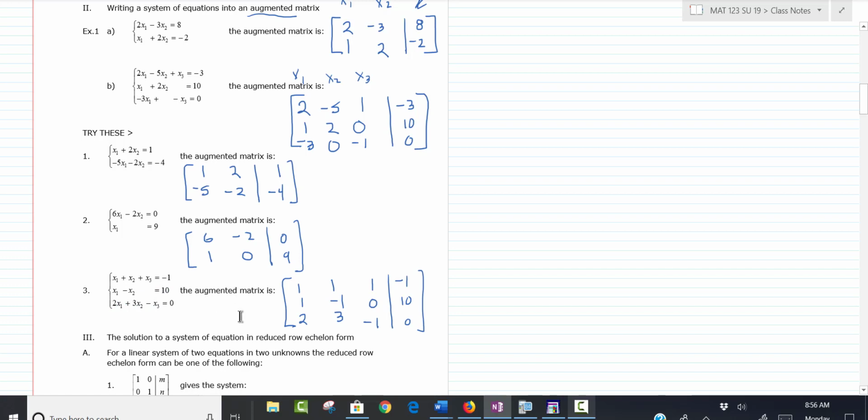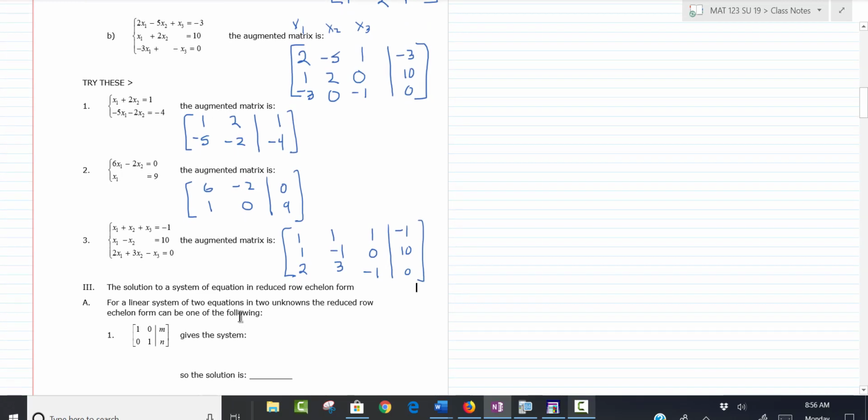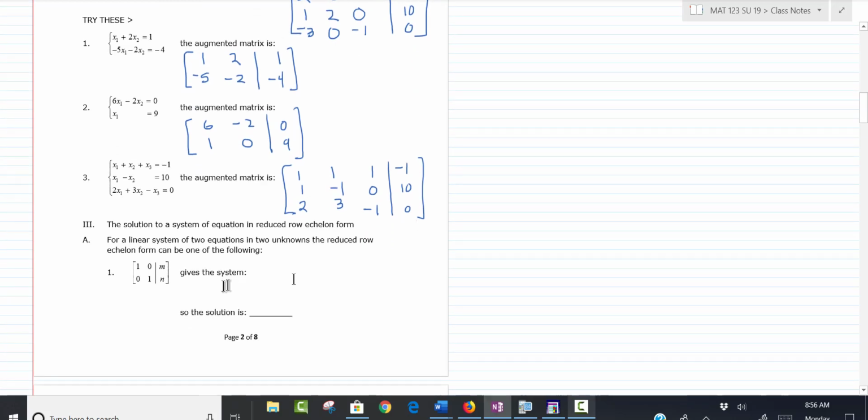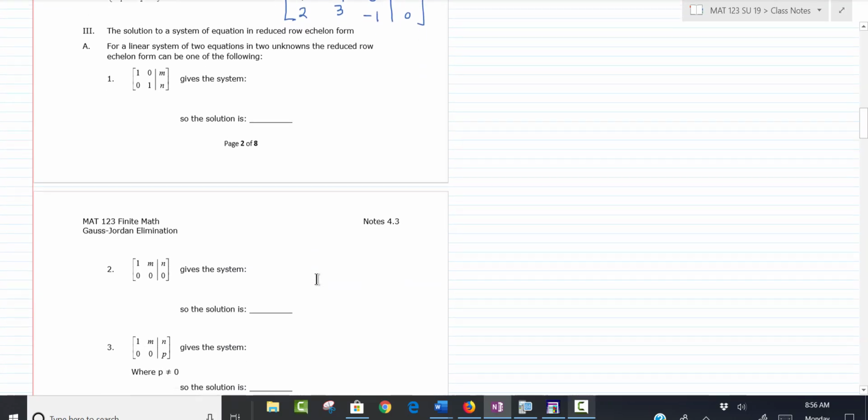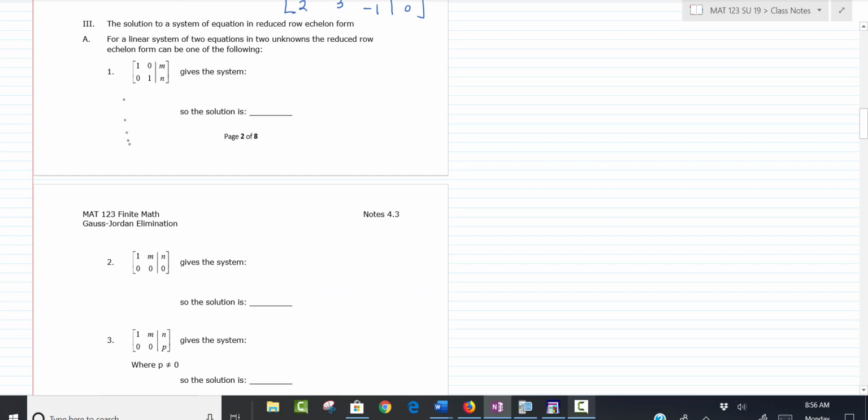All right, so moving on, we're going to look at how to do this in reverse. So the solution of a system of equations. You want to know how a reduced row echelon form gives you a solution in the matrix. Anytime you have 1, 0, 0, 1, that means this is the answer to the problem. So you could think of this as x plus 0y equals m, and you could think of the next one as 0x plus y equals m.